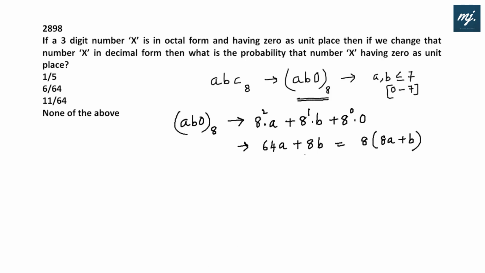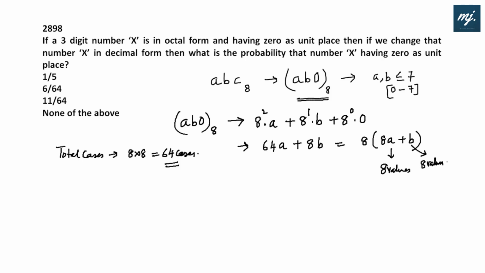Now, what values can a take? Any value from 0 to 7. That means a can take 8 values. And how many values can b take? Any value from 0 to 7. That means 8 values again. So how many values can a and b together take? Total cases would be 8 into 8, that is 64 cases. We can have 64 numbers of the form AB0.